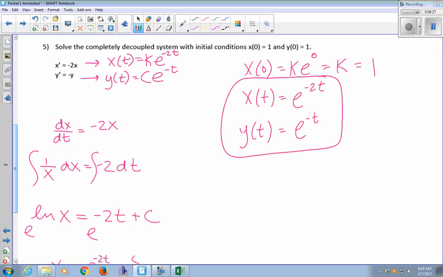So nothing new in terms of technique here. It's just that I had 2 equations to do instead of 1. Okay, so our next example is going to be partially decoupled. So we're going to get a little bit fancier.